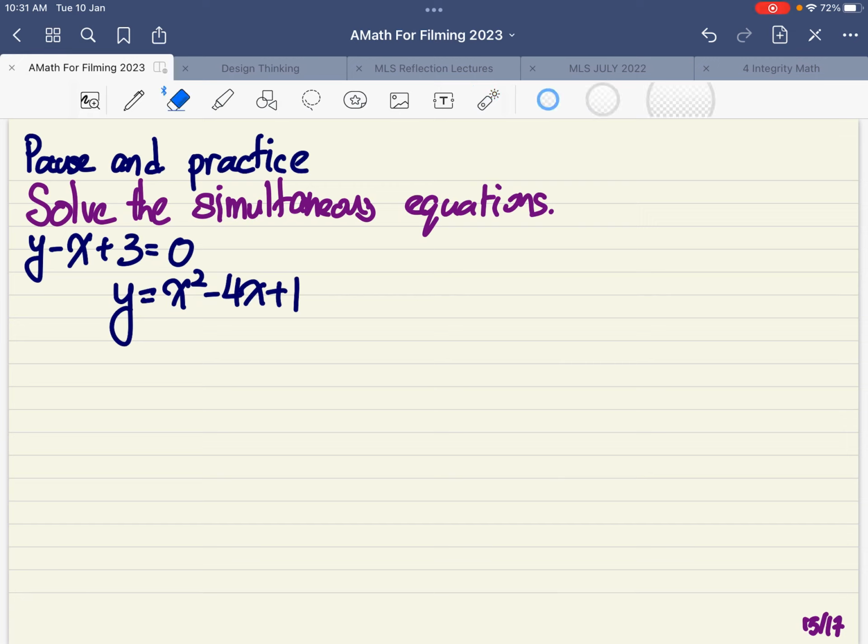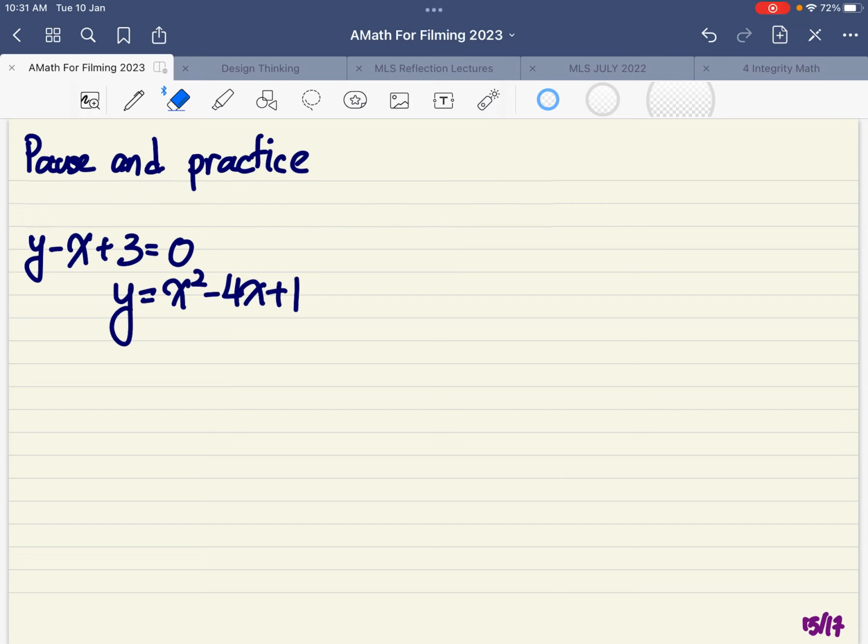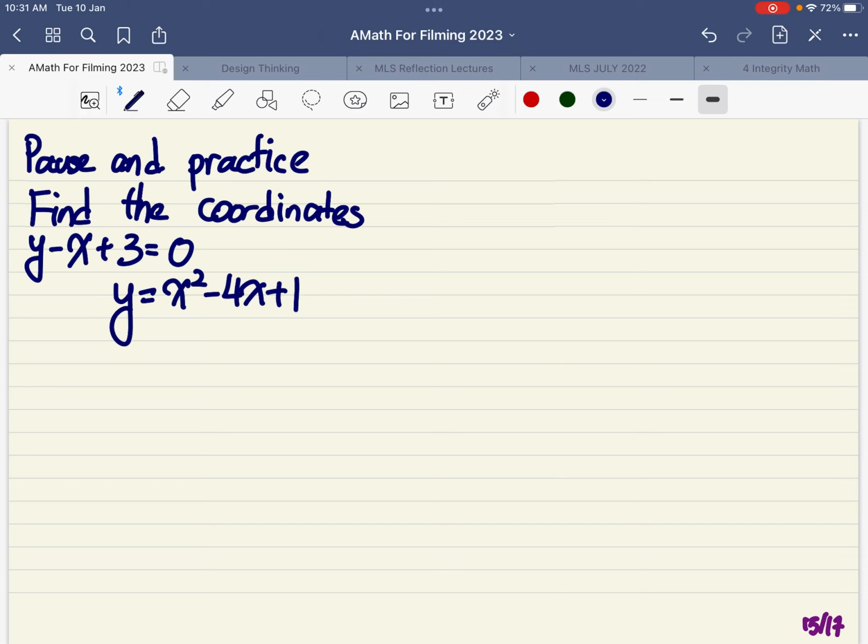Before you pause and practice, I wrote this one wrongly. So now what you need to do, for this pause and practice, is to find the coordinates of the points of intersection.